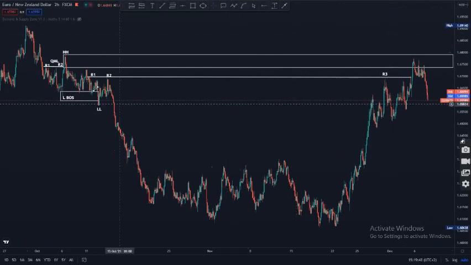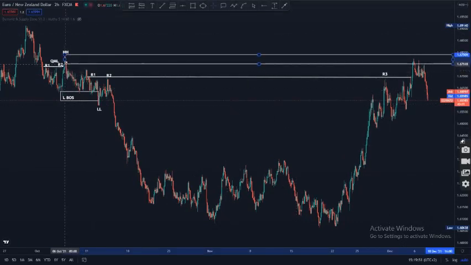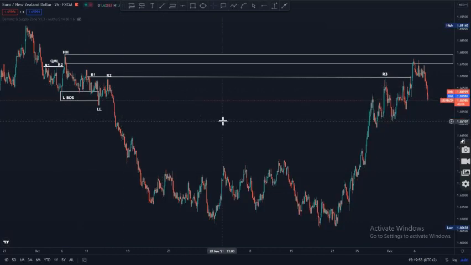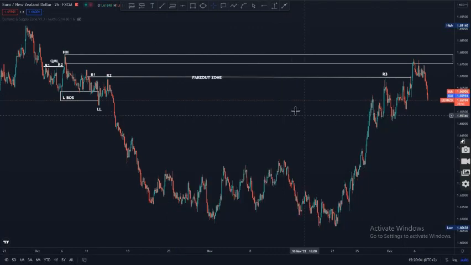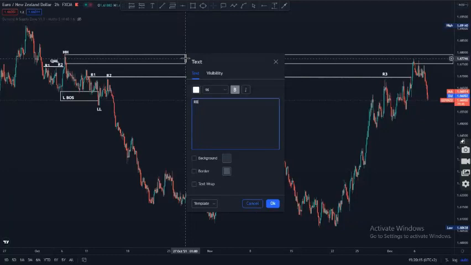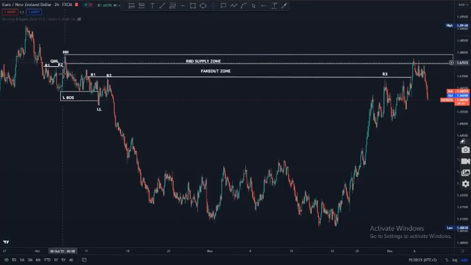So we had our higher high right there. We have our QML. We have our fake out here. So this level here becomes the fake out zone. We know that this level has to be taken out. This void right here has to be taken out if price has to continue going down. You and I know that, right? Then this here is my rally base drop supply zone.